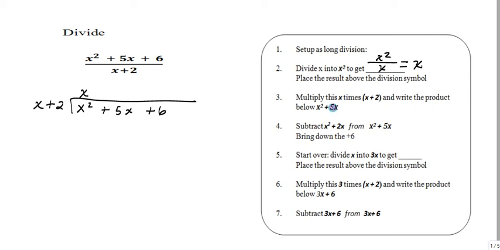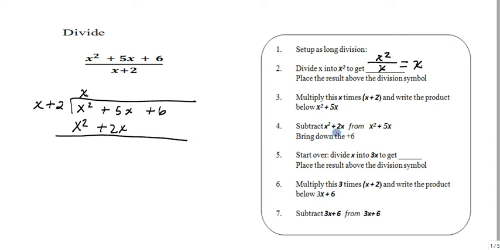All right, step 3 is we multiply x times x plus 2. So I'm going to show it over here. X times x plus 2. X times x is x squared. X times 2 is a positive 2x. And I've written that right underneath the x squared plus 5x.